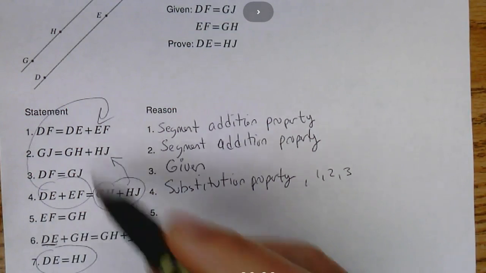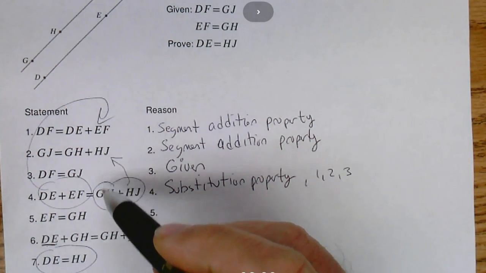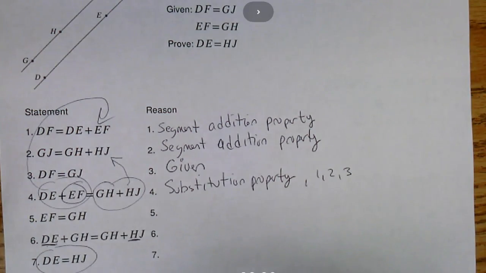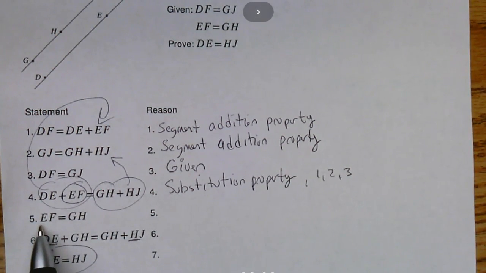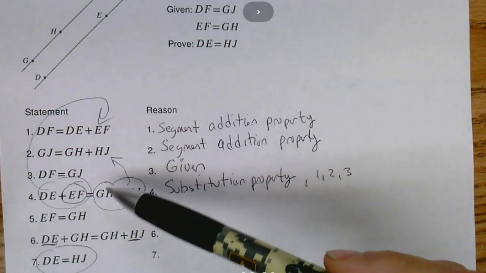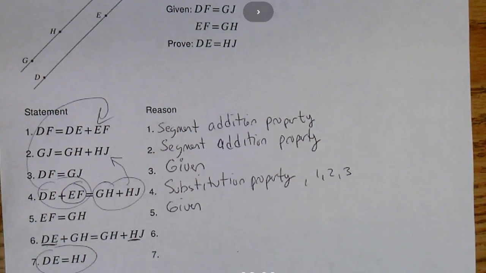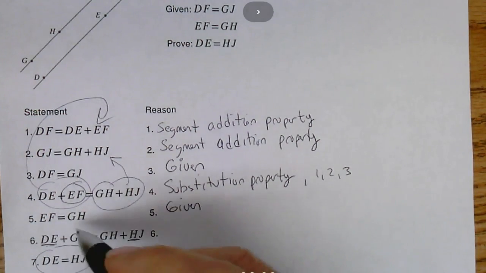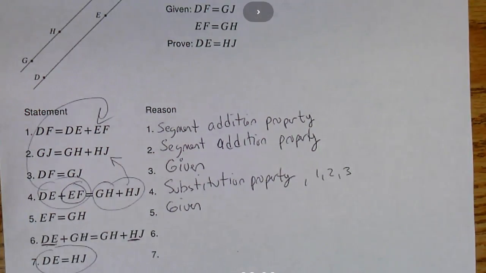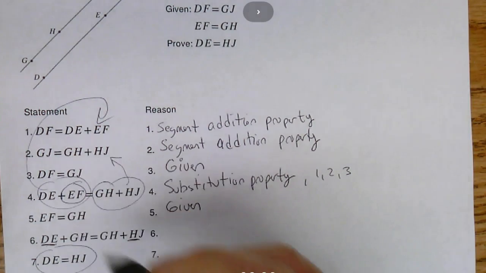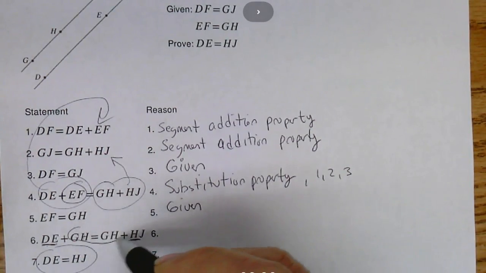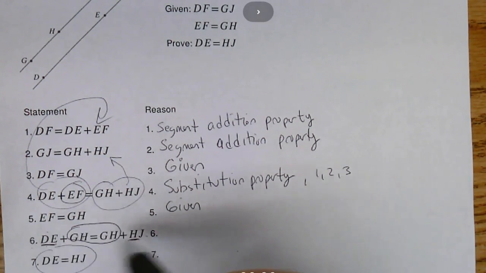So how do we get rid of this EF right here, right? Well, we do it because we know these are equal to each other. So EF is equal to GH. So we put this given in here first, and since this is a given that these are equal to each other, we can get rid of the EF and we put the GH in. Then we have DE plus GH equals GH plus HJ. And then we have these two that are the same. These are the two we want to solve for.